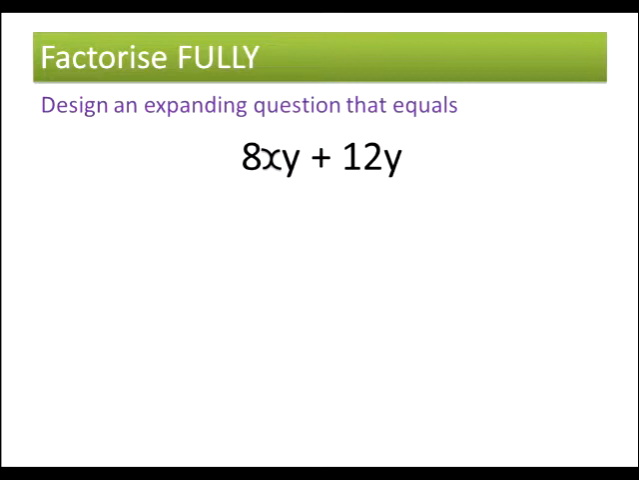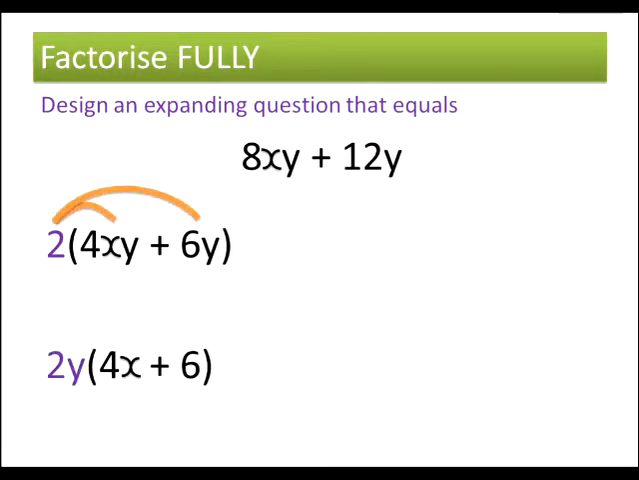So here are some of the ones that I've created. I've said, well, 2 lots of 4xy would give me 8xy, and 2 lots of 6y would give me 12y. So this is an expanding question that has this as its answer. Now, sorry, those lines were just double checking.